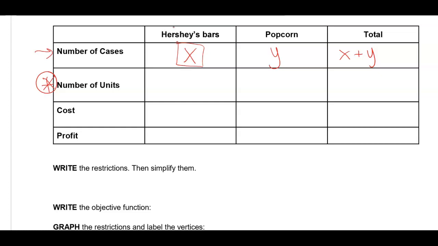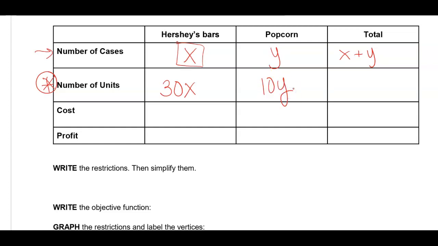Brandon, say it louder. 30X. Are you guys okay with that? How did he pick 30X? 30 candy bars in each case. So I might order X cases, but I'm getting 30 times that is the number of candy bars that I'm getting because that's how they come in each case. So what would be the number of units that I'm ordering for the popcorn jars? 10. Good. So 10 come per case there, so 10Y.